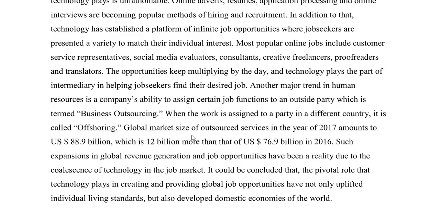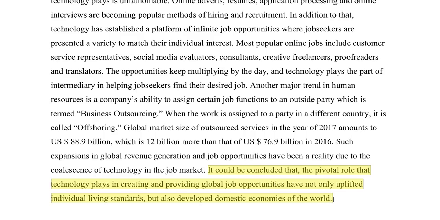Okay, global market size of outsourced services in the year 2017 amounts to $88.9 billion. This sort of statistics adds to the credibility of the point you are discussing, which is 12 billion more than that of $76.9 billion in 2016. Such expansions in global revenue generation and job opportunities have been a reality due to the coalescence of technology in the job market. It could be concluded that, of course, now this is the concluding sentence or the closing sentence, which could be the topic sentence paraphrased itself.